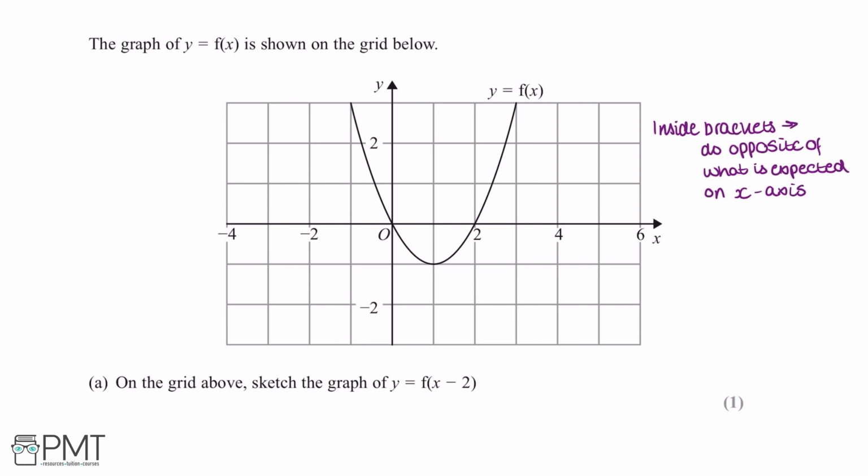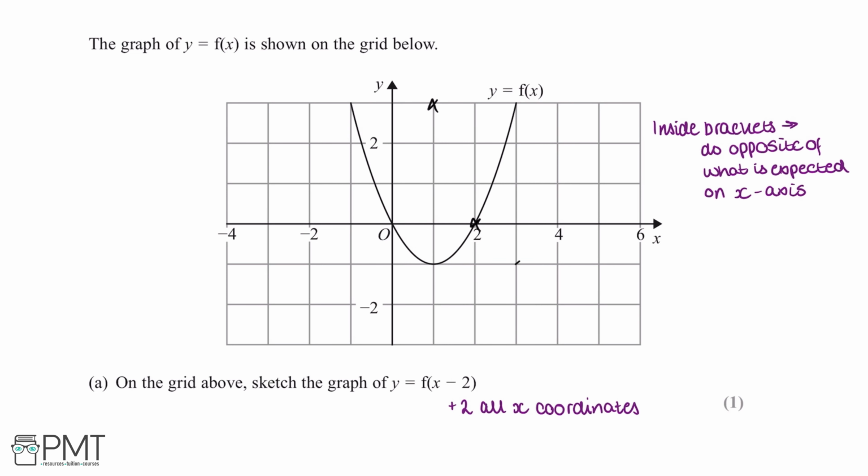So what we can see here is we have f of x minus 2, and the original graph is f of x. So therefore, because we're doing the opposite of what we would expect, we're going to want to add 2 to all of the x-coordinates. So we can plot these points on the grid above.